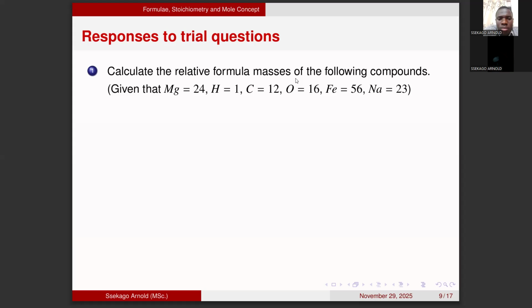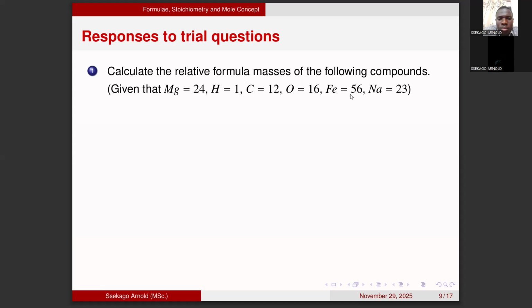So question 1 was on calculating the relative formula masses of the compounds which were given. Calculate the relative formula masses of the following compounds. We are given that the relative atomic mass of magnesium was 24, that of hydrogen was 1, that of carbon was 12, that of oxygen was 16, that of iron was 56, and that of sodium was 23.